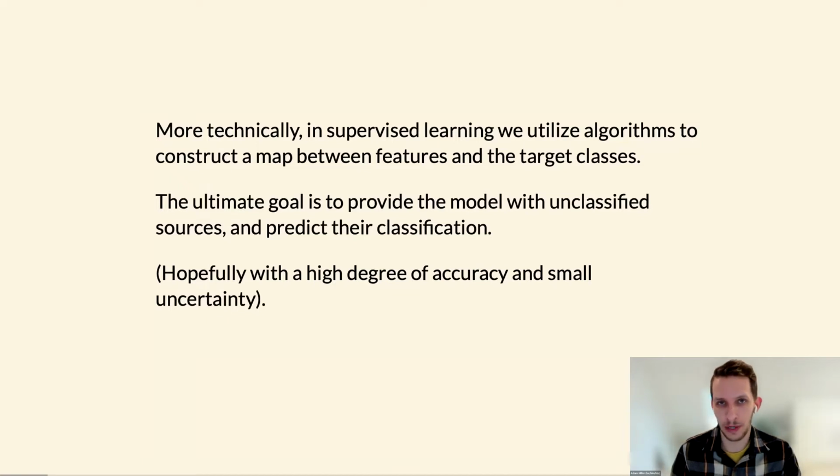The reason we want to develop this map in the first place is to model unclassified sources and ultimately predict their classification, or if we're dealing with a regression problem, try to estimate their temperature, mass, etc. Hopefully, we are able to do all of this with a high degree of accuracy and also very small uncertainties on whatever it is that we're predicting with our algorithms.